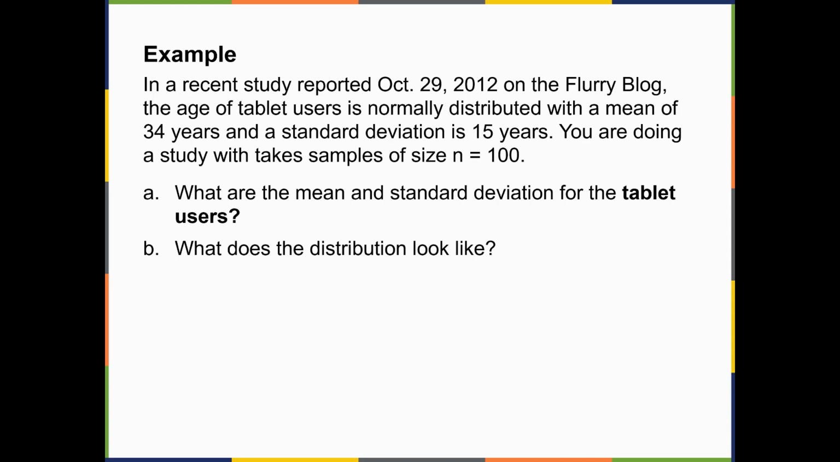So if we actually just looked at the tablet users, what is their distribution? Well, if X is the age of the tablet users, the mean of X is 34 years, and the standard deviation is 15. All right? And X is distributed normally, 34, 15.